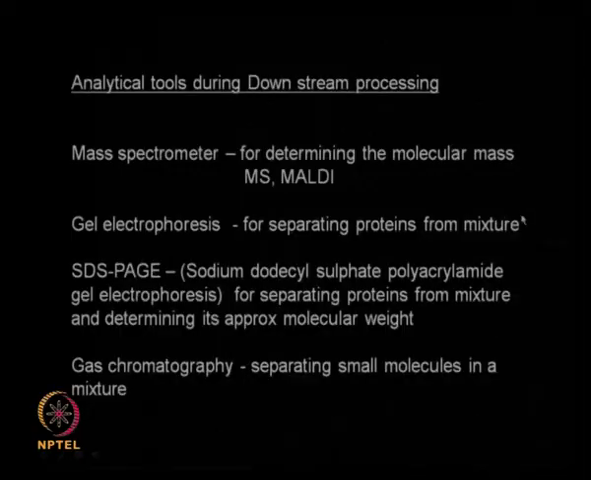Then we have gel electrophoresis for separating proteins from mixtures. So, you have an electric field and you have charged proteins. The proteins get separated based on their charge, size, or molecular weight. So, it is a very good technique for separating proteins from a mixture.